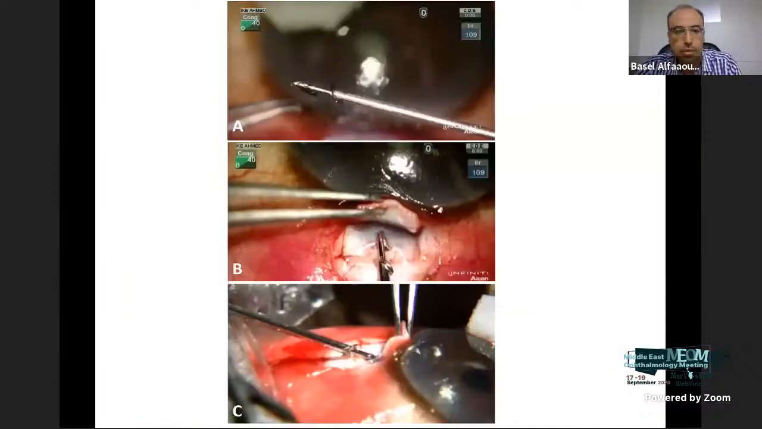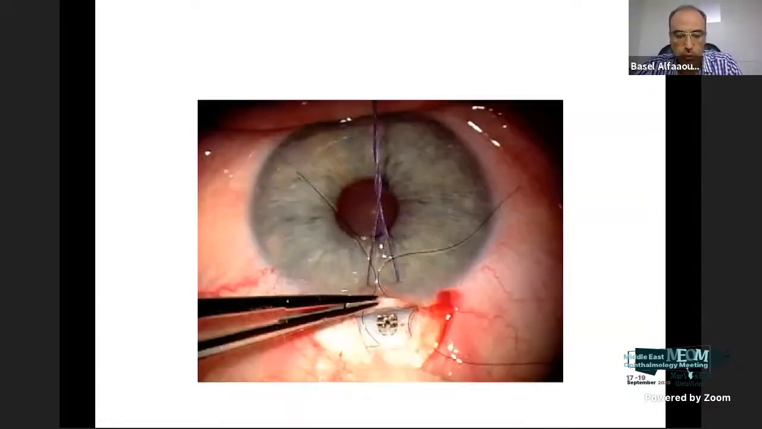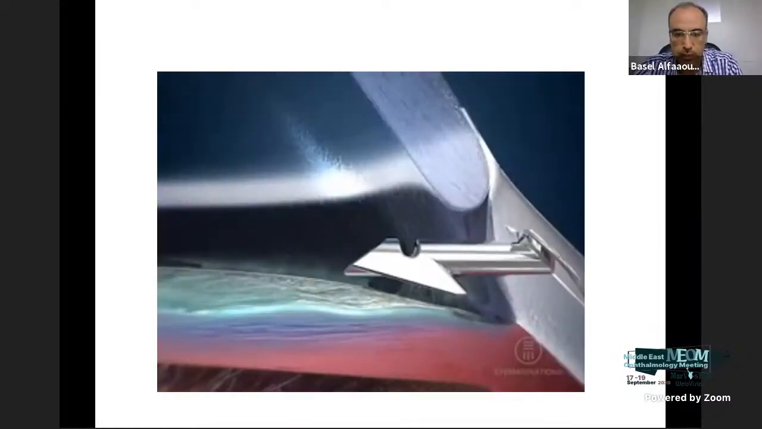This is the implant shown here carried by the holder, and it is inserted through a tunnel created by a 25-gauge needle, the same as for tubes, Ahmed valve or Molteno. Usually it is inserted horizontally. After the insertion, we rotate it 90 degrees vertically. After that, we close the sclera. The most important thing after the insertion is that this implant should be parallel to the iris plane and away from it and from the endothelium of the cornea.